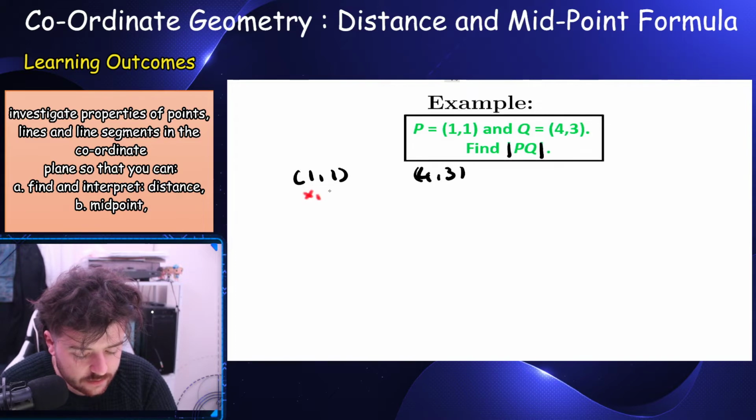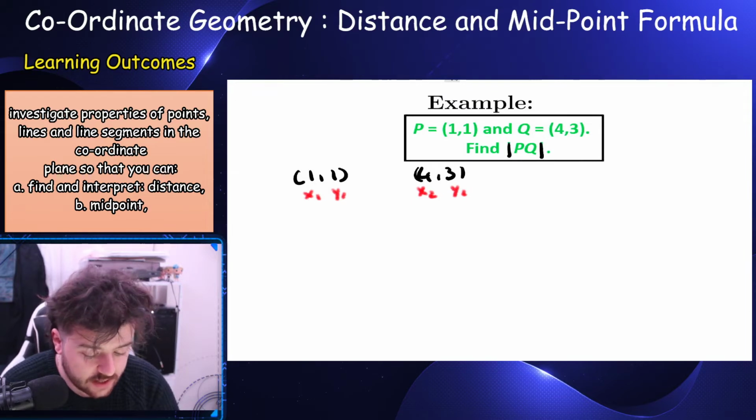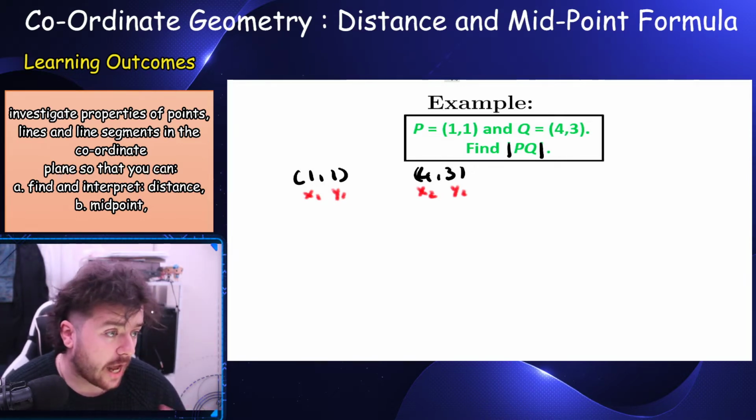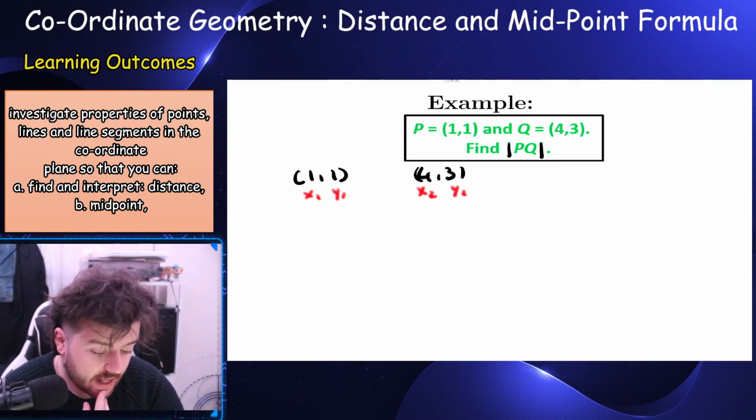So that's x1, y1, x2, y2, because this is my first x coordinate, this is my first y coordinate, this is my second x coordinate, and this is my second y coordinate. Now, it doesn't matter which one you call x1, y1, x2, y2. It still works out the same in the end. I want to find the length PQ.